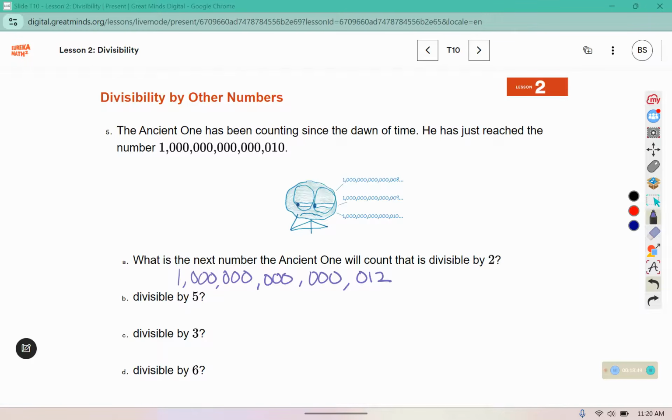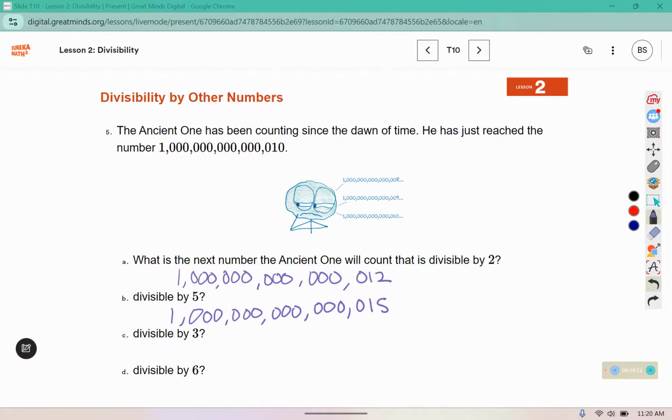How about the next one that's divisible by 5? Something that's divisible by 5 ends in a 0 or a 5. So the next one would be 1 quadrillion and 15, because it ends in a 5. Then the one after that would be 1 quadrillion and 20.